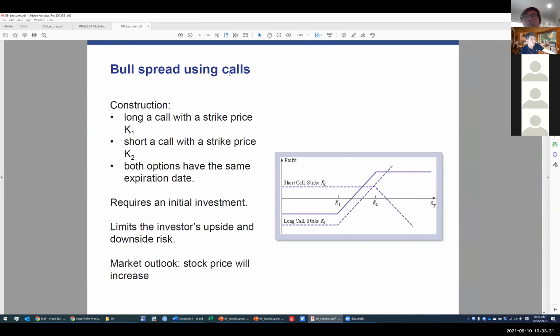A bull spread tells you it's going to be using one type of option. If you can create a bull spread with calls, you can create a bull spread with puts. But first let's investigate how you do a bull spread using calls. A bull spread here, by definition, and again you can do whatever you want, but this is what people do and they call this a bull spread. We have a long call option at a low strike price and a short call option at a higher strike price. And they both have the same underlying asset and the same expiration date, right?